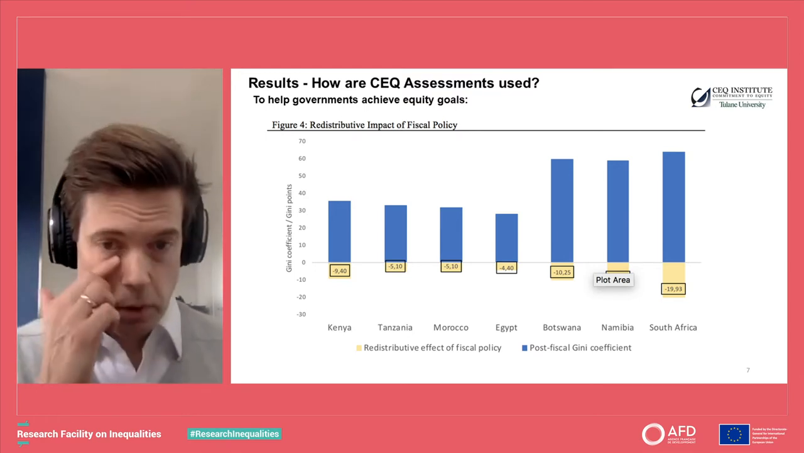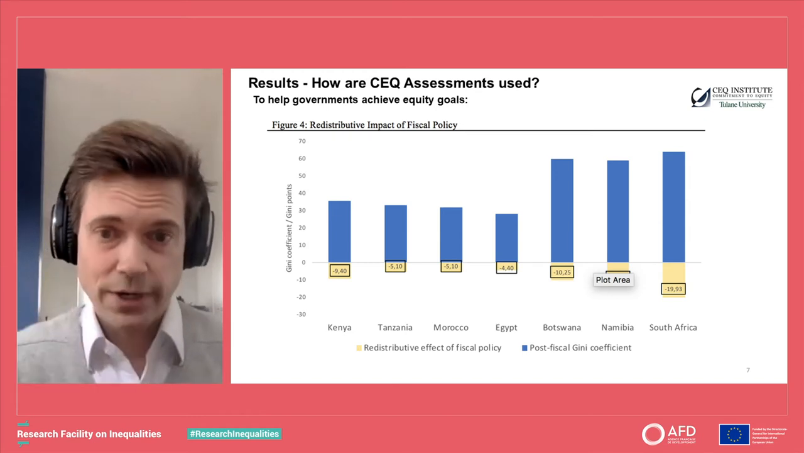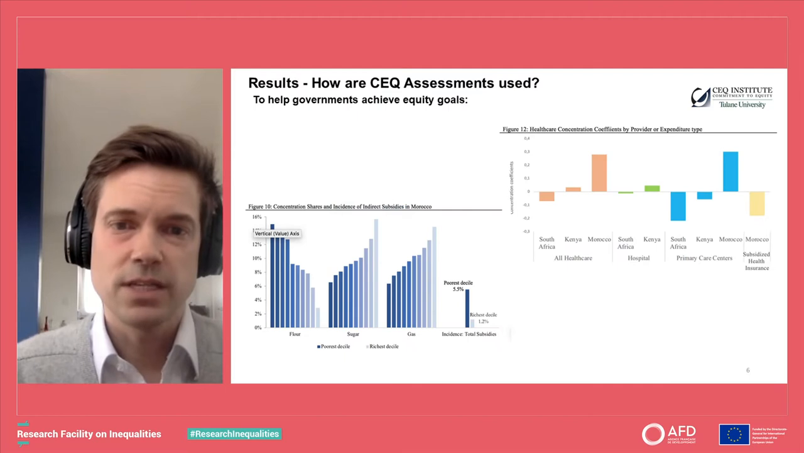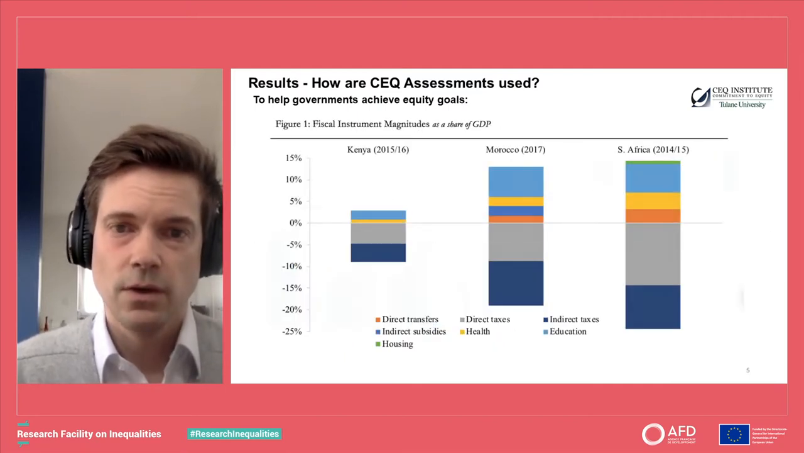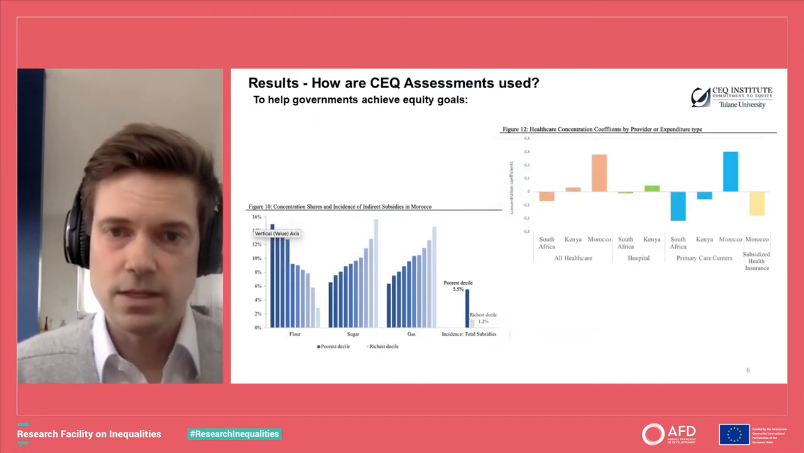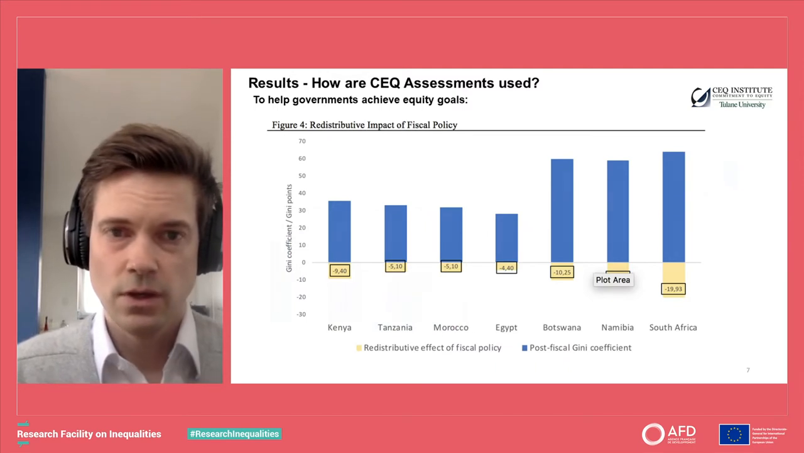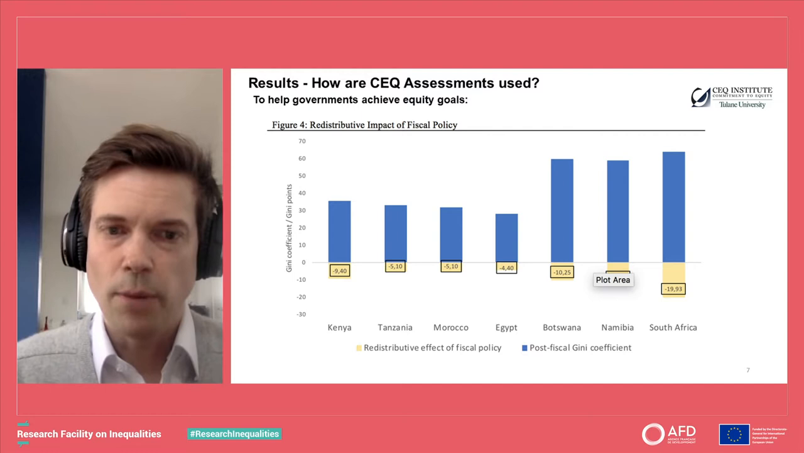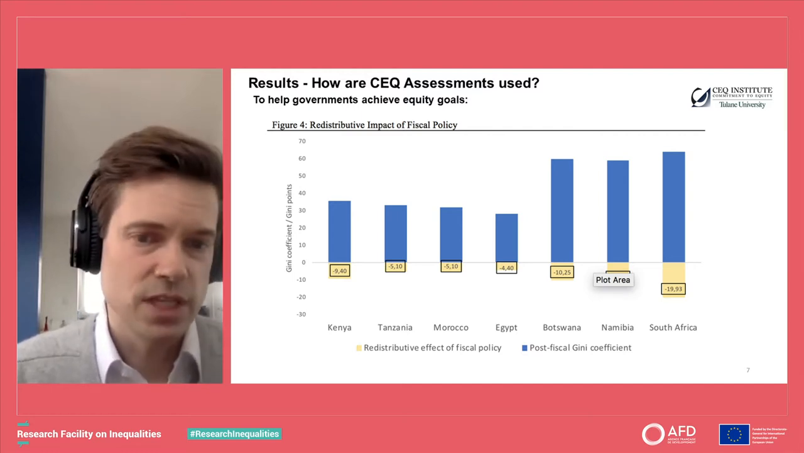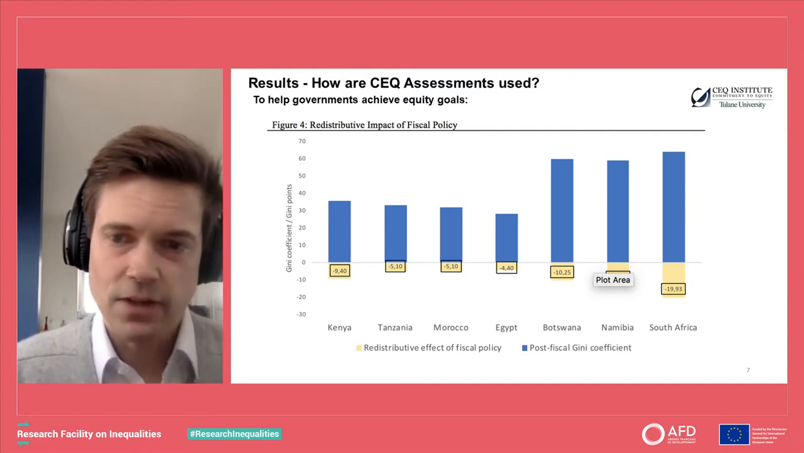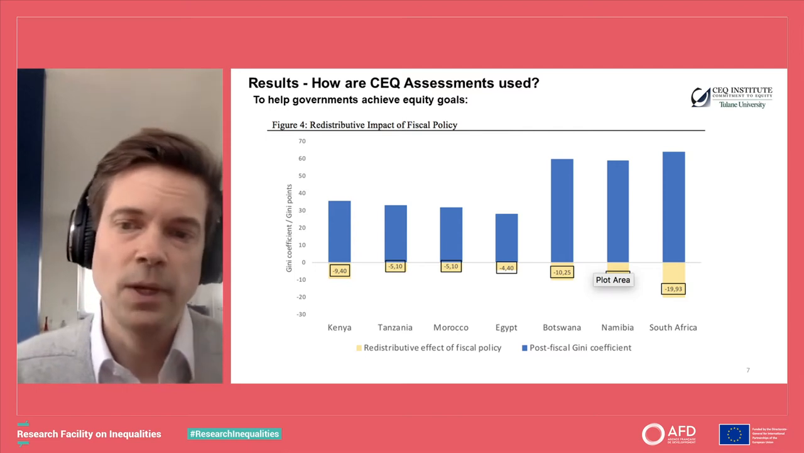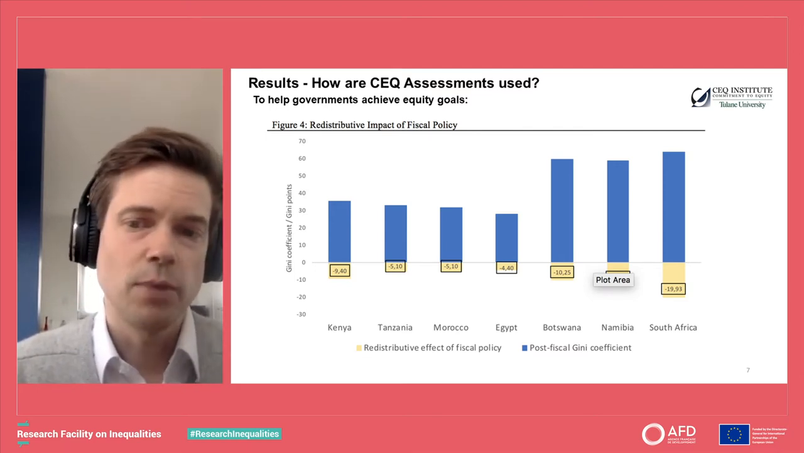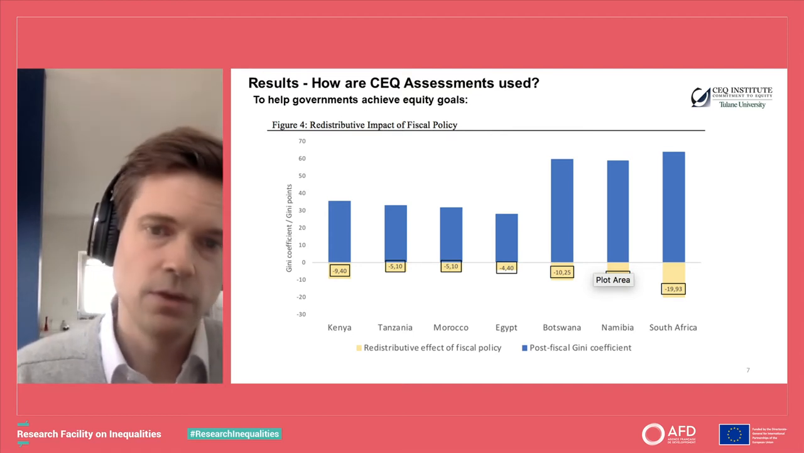So in Kenya, as in the rest of the comparative countries, as well as Morocco and South Africa, the fiscal policy represented in this graph does indeed reduce inequality by approximately nine percentage points. In South Africa, the same fiscal policy, the same expenditures and revenues, reduce inequality by almost 20 percentage points.